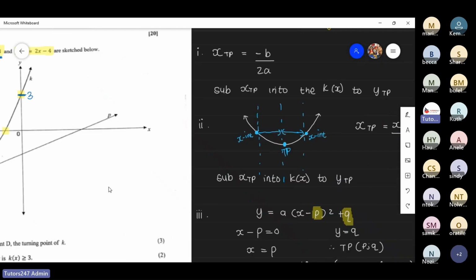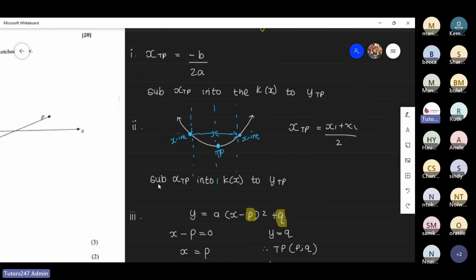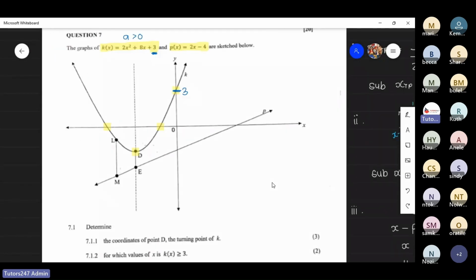If we look at method 2, we need our x-intercepts. And as you can see, the x-intercepts are not given. You can still use the method if you were to equate k of x to 0, solve for x, you would then have your x-intercepts. But that is once again quite time consuming, so I would not recommend that method for this particular question.